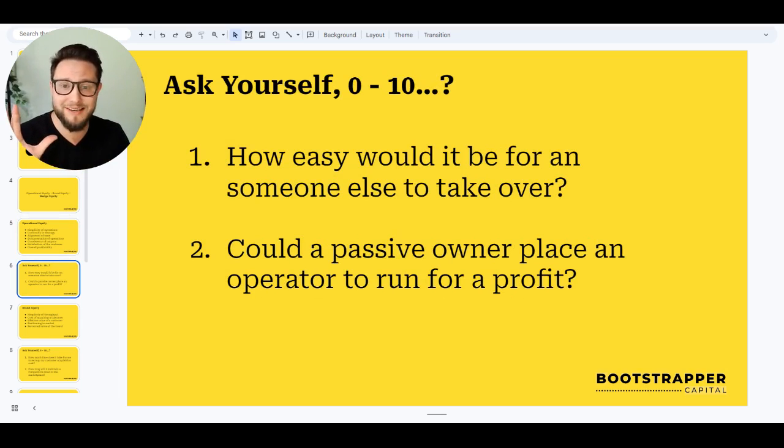Simple litmus test of if you have operational equity, right? Ask yourself 0 to 10, how easy would it be for someone else to take over this business? I buy businesses. I actively buy businesses. If I was to buy your business tomorrow or today, how easy would it be for you to turn over the keys? And how easy would it be for me to take it over, integrate it? So you've got acquisition and then integration.